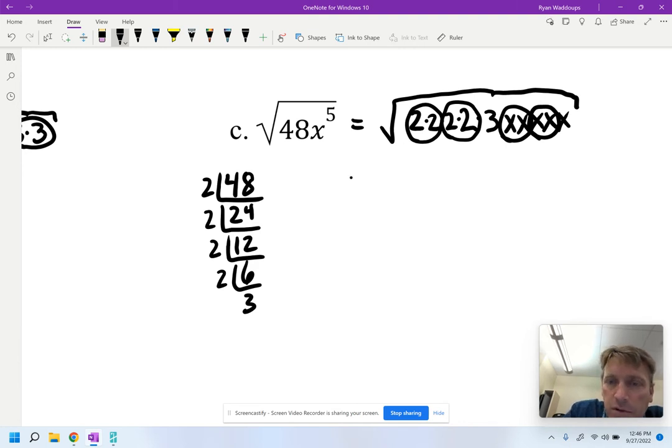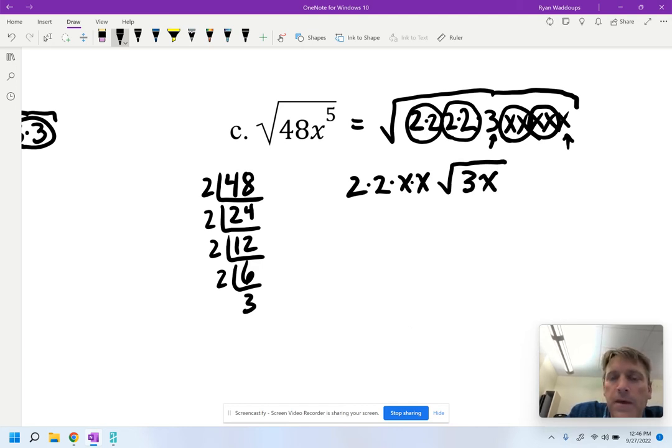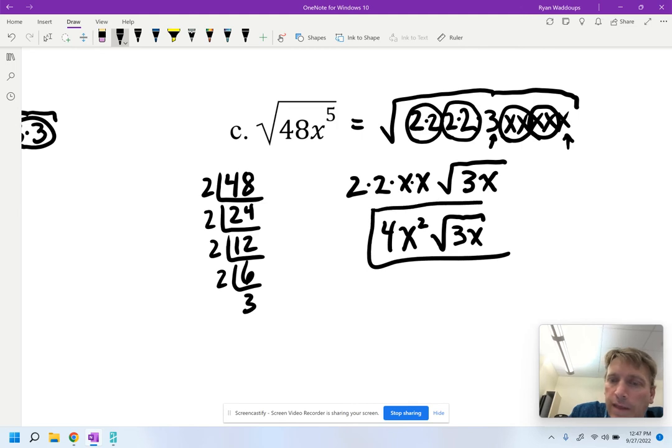And each of those comes out: 2 times 2 times x times x. And under the radical, I'm left with 3 and 1 x. So there's a 3 and an x. And then I multiply everything together. 2 times 2 is 4. X times x is x squared. And then I have the square root of 3x, the square root of 3x under the radical. And that is the end.